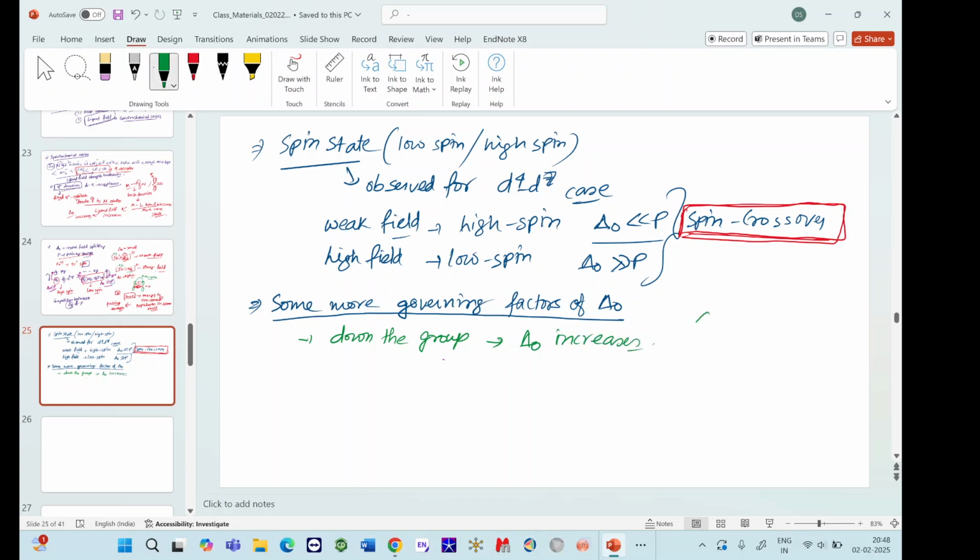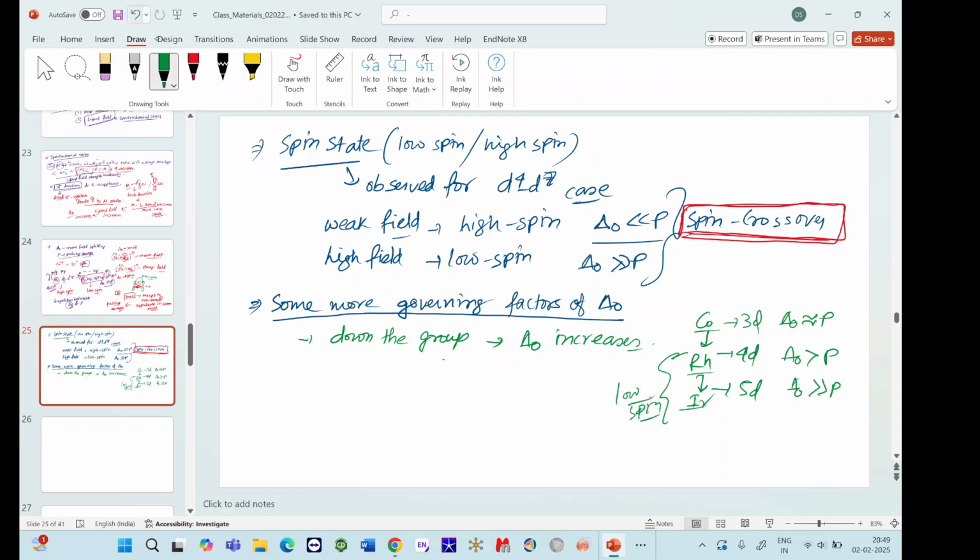Suppose you are going from cobalt to rhodium to iridium. So all these have similar electron configuration, but this is 3D, this is 4D, this is 5D. So as delta 0 increases, this delta 0 is somewhat comparable to P, this delta 0 is greater than P, this delta 0 is much greater than P. So in these cases, always it will be low spin.